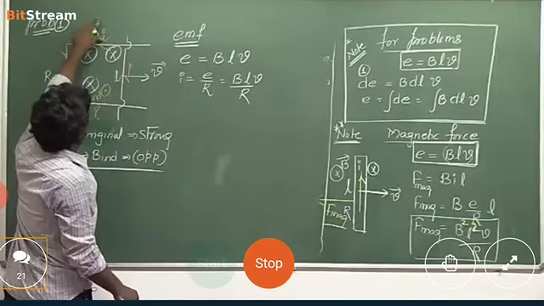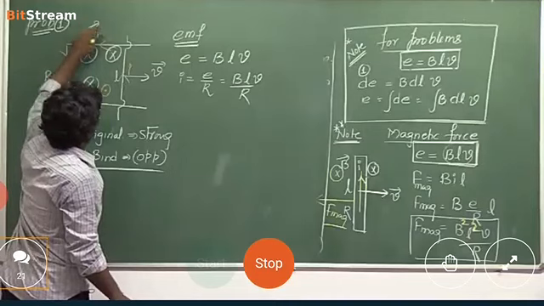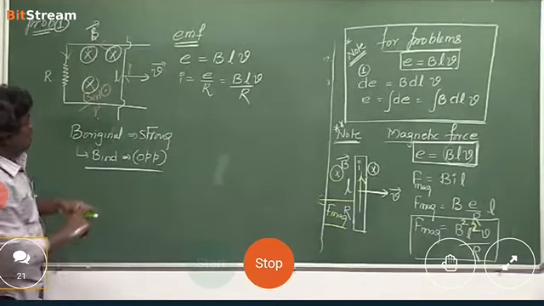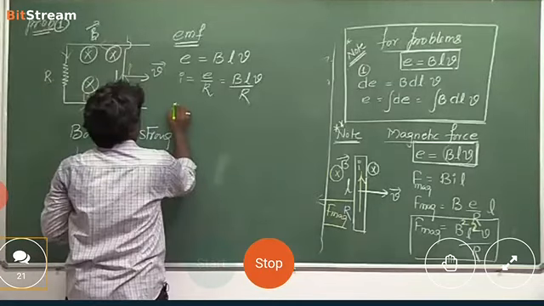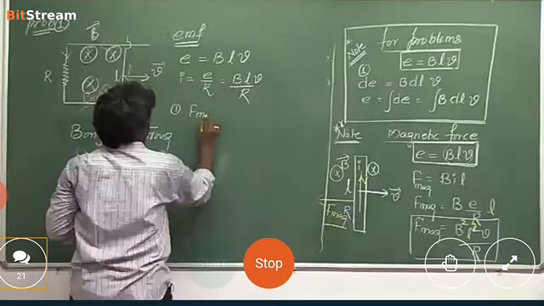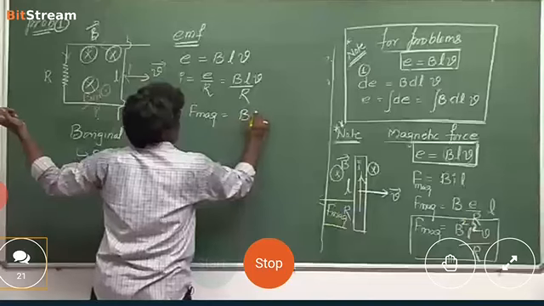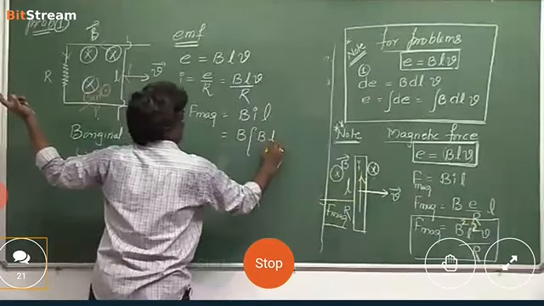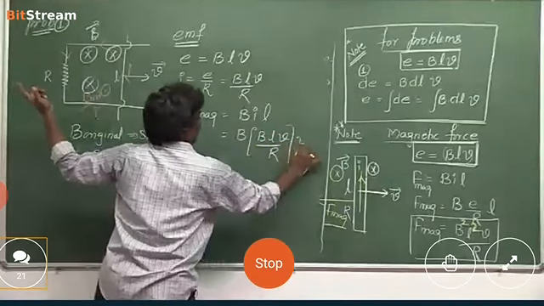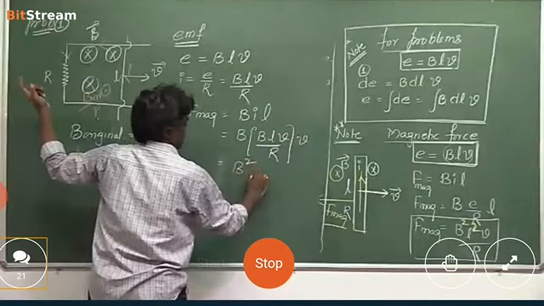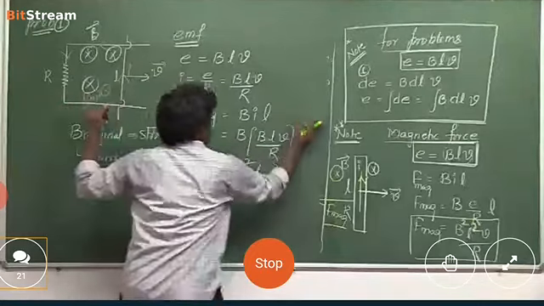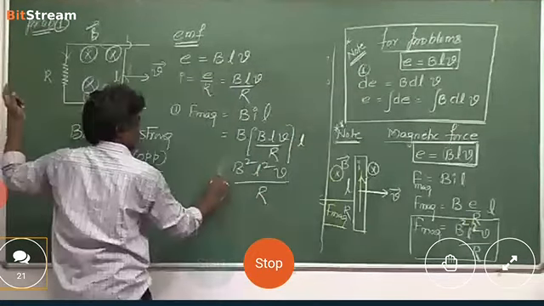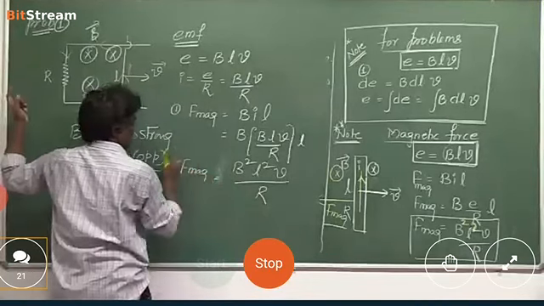But we are interested in this rod. So good. Now we got the current direction also. Next, immediately what do you find? Magnetic force. Magnetic force is equal to BIL. B as it is. I is BLV by R, into V, into L. So B square L square V by R. This is the magnetic force.